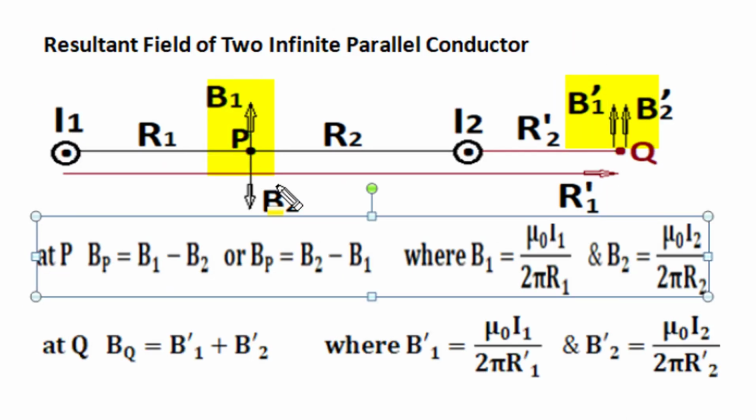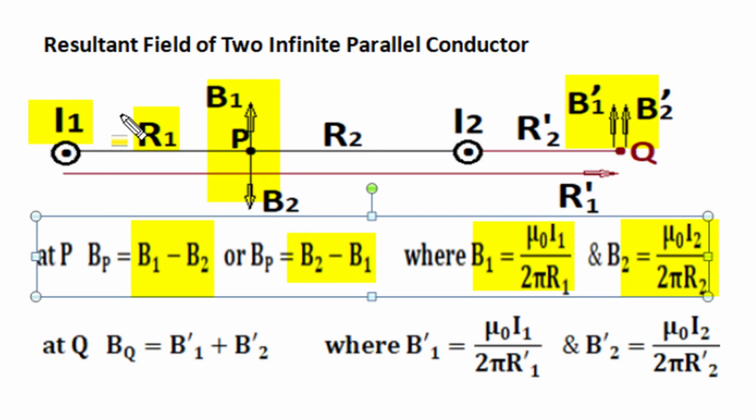So at P, the resultant magnetic field is either a difference B1 minus B2 or B2 minus B1, depending upon which magnitude is bigger, where B1, the magnetic field of I1 current at R1 distance for an infinite conductor, is given as mu 0 I1 upon 2 pi R1, and similarly B2, the magnetic field of I2 current at R2 perpendicular distance, is mu 0 I2 upon 2 pi R2. Depending upon the magnitude of the two currents and two distances, we can find the magnitudes of B1 and B2, and the difference of the two will become the resultant, directed in the bigger magnitude direction.